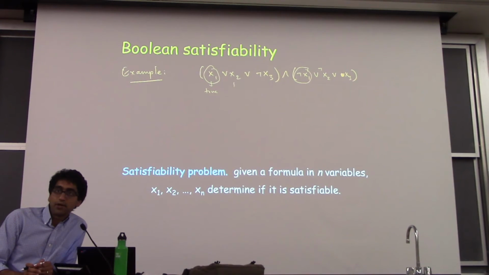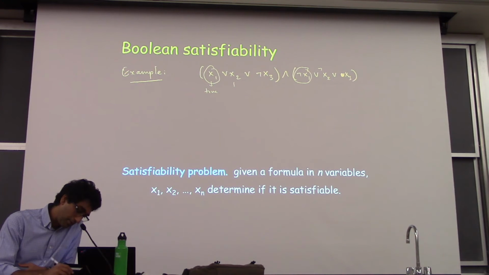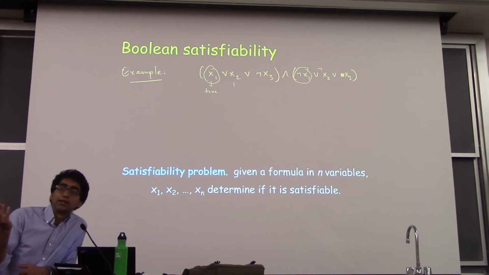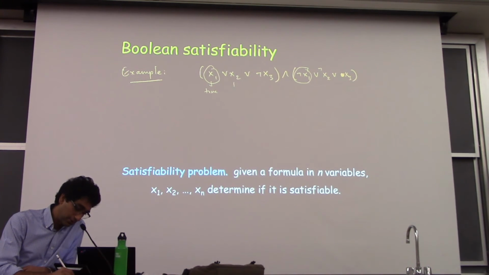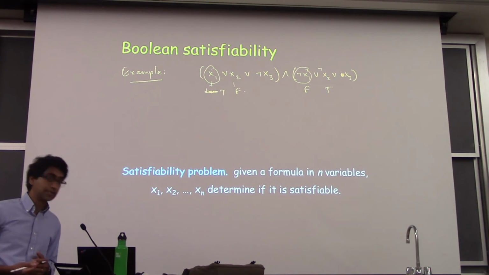Is this still satisfiable? Yes, right? Because you can always try to make one of them satisfiable. You can always make one of x1 and x2 be the right thing. So you can set this to true, this to false, and then this would become false, but this would be true, or something like that.